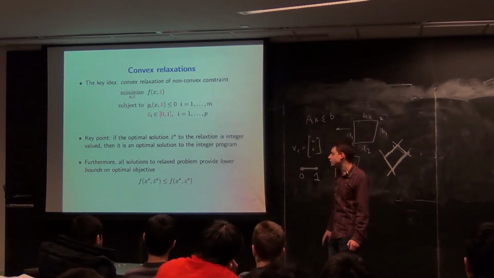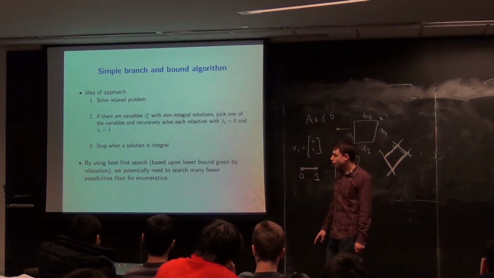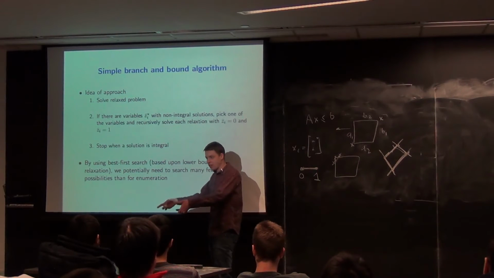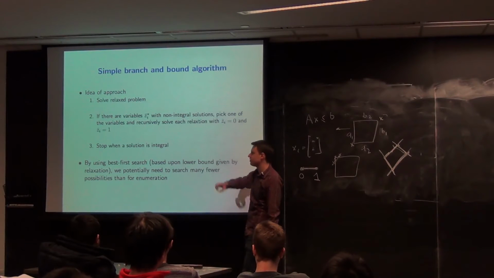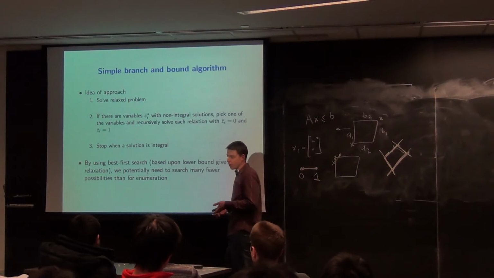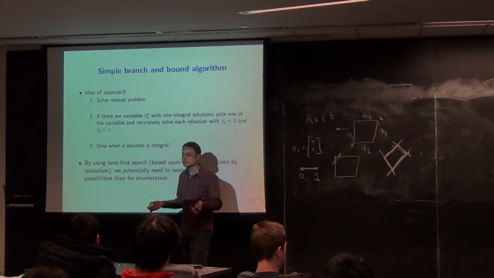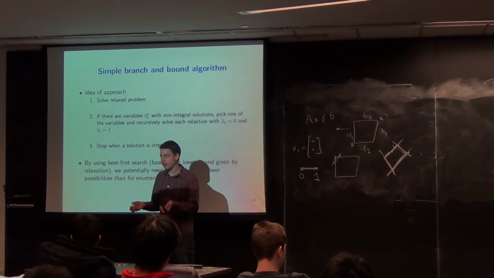At this point now, branch and bound is a really simple algorithm. All we're doing is we repeat the following, and we do it kind of in a search method. So we're building a search tree from this procedure here. We first solve the relaxed problem. Then we look at our solutions and look for one that is not integer valued.